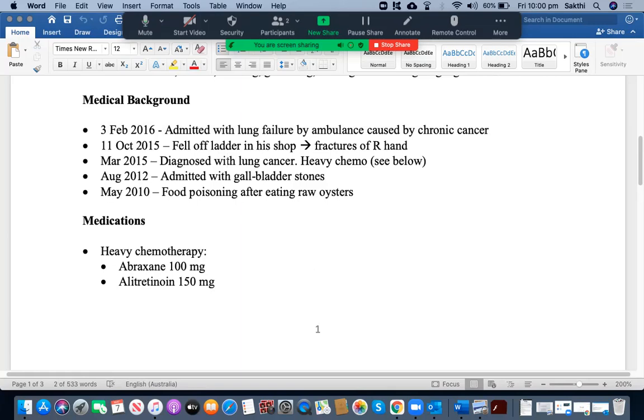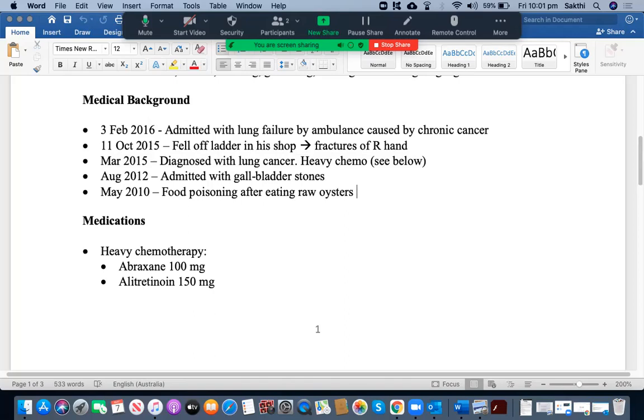Fell off the ladder in the shop, fractures of right hand. But this is not needed. I don't think so. Diagnosed with lung cancer, heavy chemo. That's all right. This is important. Admitted with gallbladder stones. That's not needed. Food poisoning after eating. No, these things are not needed because these are the recent ones. You don't need to include all these things.